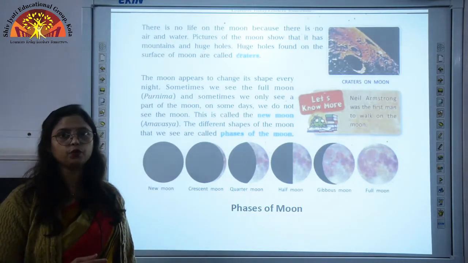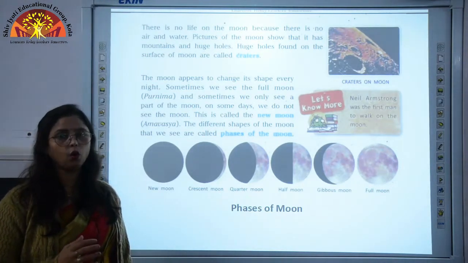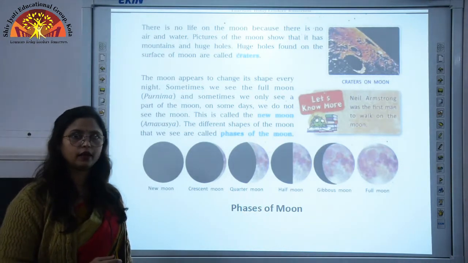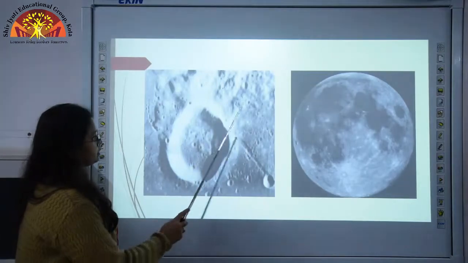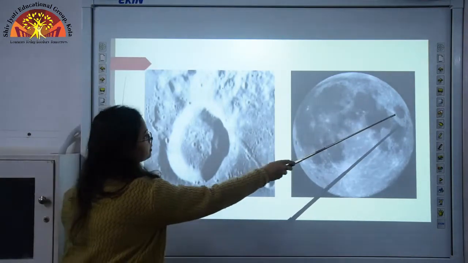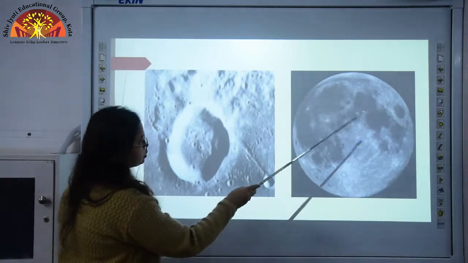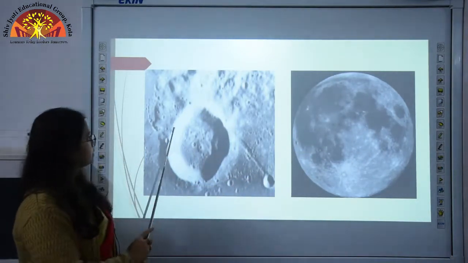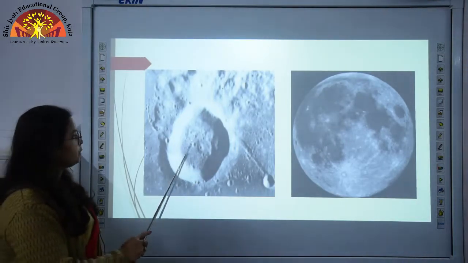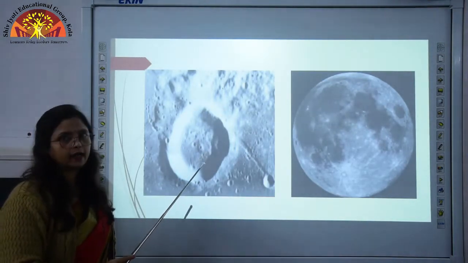Now the surface of the moon has big mountains and holes. These holes are called craters. Let us have a look at them. Now see children, this is the surface of the moon. You can see here, this is the moon. You can see some patches here. So what are these patches? These are basically the big holes which are present on the surface of the moon. These big holes are called craters.